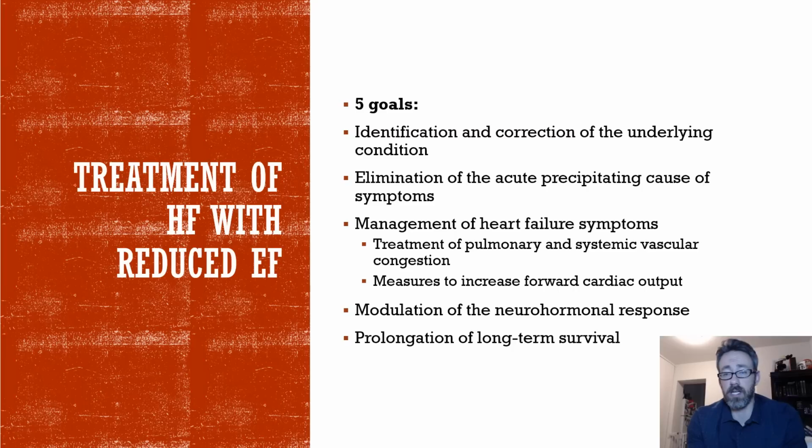We want to modulate the neural-hormonal response. So essentially, in the long run, after we help manage their symptoms so they can breathe again, for example, we want to be sure they're on medications that are going to blunt the neural-hormonal response for the reasons I gave. For example, catecholamines, angiotensin II in the long term can cause things like scarring and apoptosis and cytokine release. We want to minimize that. And then we want to make sure we give them anything that's going to prolong their long-term survival, and lower mortality. So we need to know what medications lower mortality.